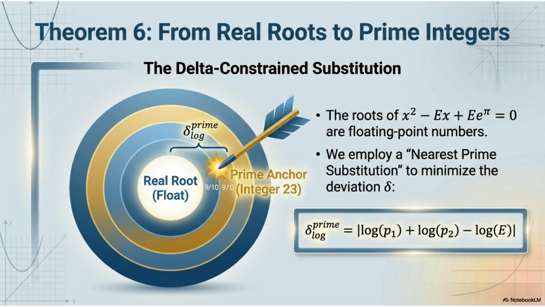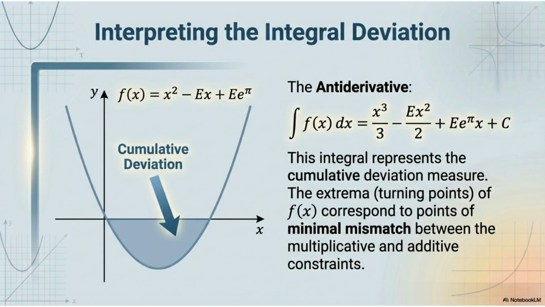Since the roots of the quadratic are floating point numbers, we use a nearest prime substitution to minimize the logarithmic deviation, $\delta_{\text{prime-log}}$. Interpreting the integral deviation, the antiderivative of $f(x) = x^2 - Ex + Ee^{-\pi}$ represents the cumulative deviation. The extrema of this function correspond to points of minimal mismatch between the multiplicative and additive constraints.